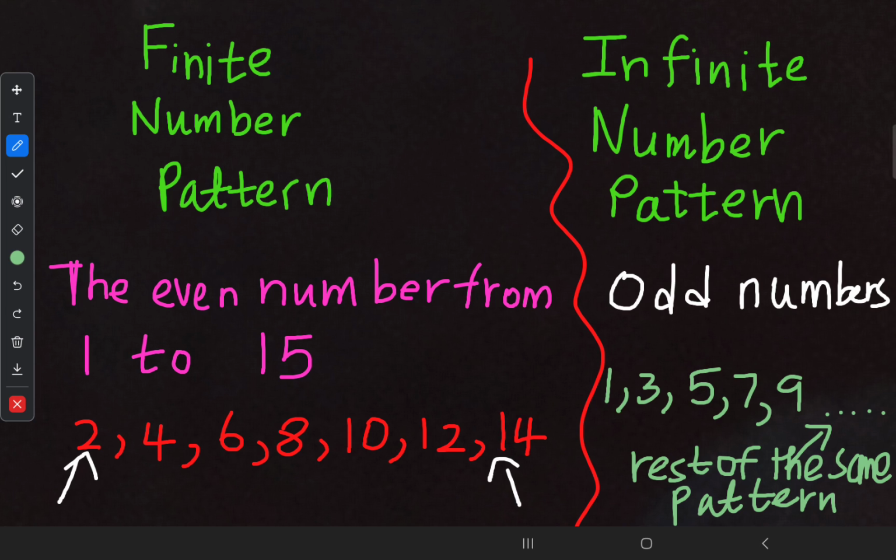The maximum number in the world would be called infinite. Infinite means there is no limitation for that one. That's why we are using these kinds of dotted lines. If you see any dotted lines like this, you should conclude that it is an infinite number pattern because there is no limitation for those patterns. So that's the difference between finite and infinite. Finite means limited and infinite means unlimited numbers.